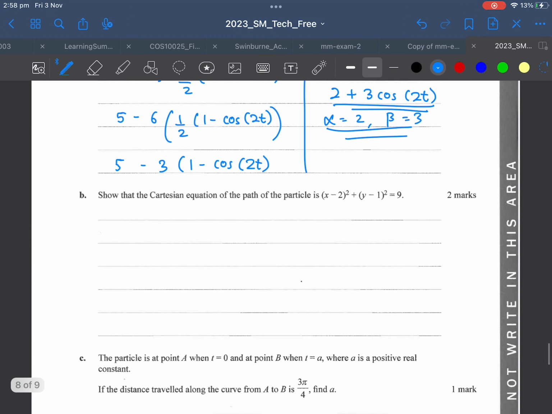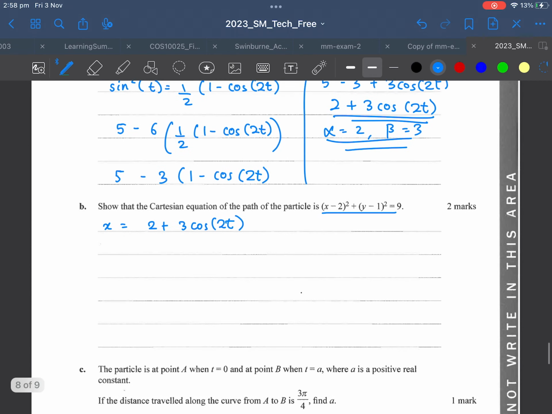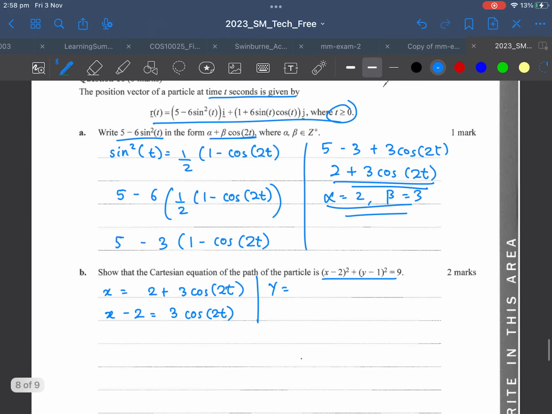Okay, show that the Cartesian equation of the path of the particle is going to be this. Okay, so we know that x is going to be 2 plus 3 cosine of 2t, as we already derived before, which would mean that x minus 2 equals 3 cosine of 2t. And let's do the same for the y. So y equals, what is it, 1 plus, okay, so this is another identity. So we can say 6 sine t cos t is going to be 3 sine of 2t. So y minus 1 equals 3 sine of 2t.